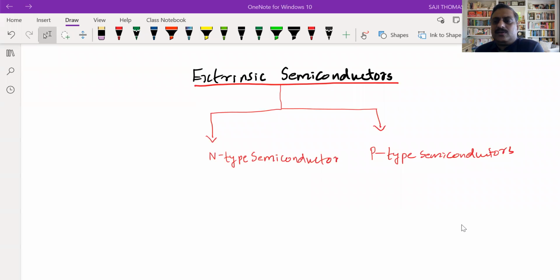So we know what doping is. Doping is the process of adding impurities to the pure semiconductor to increase the conductivity. Based on the nature of the impurity added, we classify extrinsic semiconductors into two categories. One is N-type semiconductor, two is P-type semiconductor. In N-type semiconductor, we add a pentavalent impurity to the crystal structure.